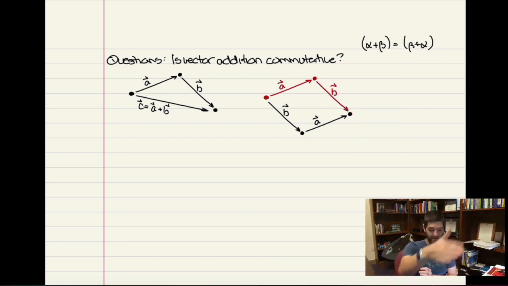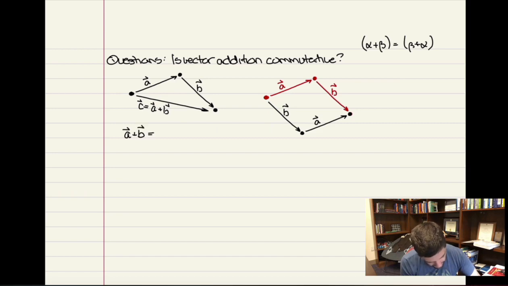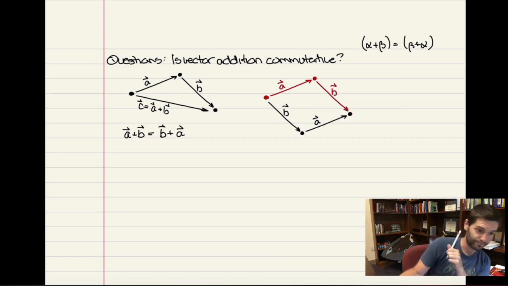Whether or not I first did A and then B, I got to the same endpoint as if I did first B and then A. And intuitively, perhaps this isn't too shocking. If I walk 3 miles east and then 2 miles north, I get to the same point as if I had gone 2 miles north and then 3 miles east. So in this case, we say that vector addition is commutative, like regular addition, which is good.